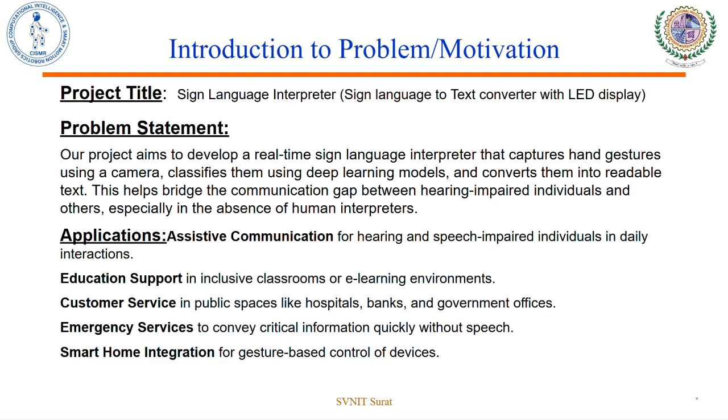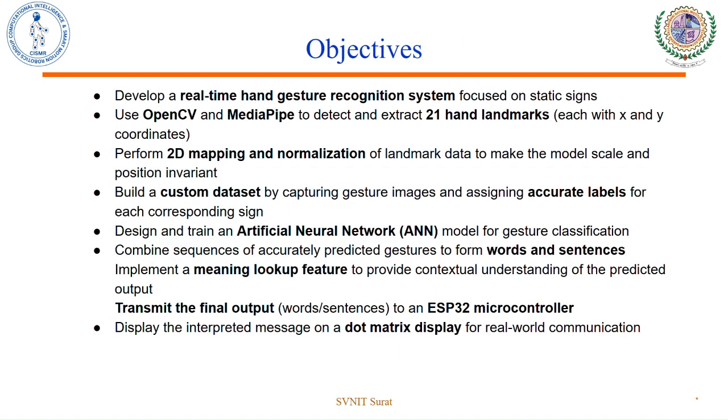Now let's discuss the project, a real-time sign language interpreter. The idea was simple but powerful. Break communication barriers and make the world a little more inclusive and accessible for the hearing and speech impaired. Our objective wasn't just to recognize signs, it was to do it intelligently and ethically.